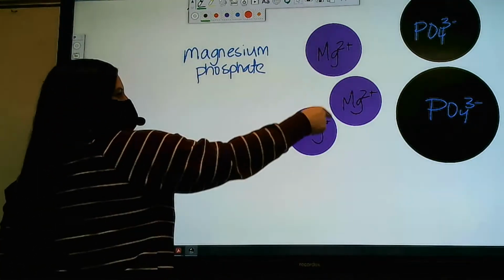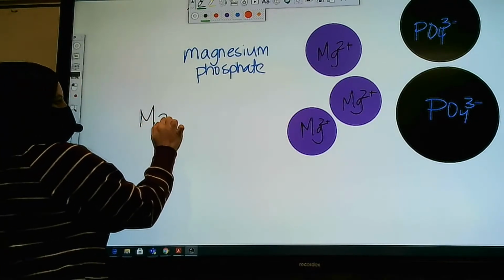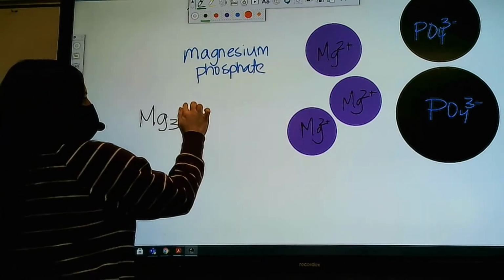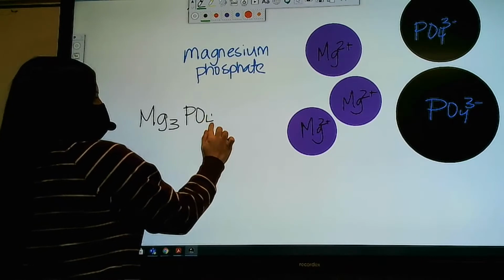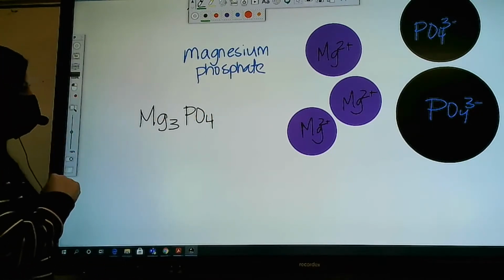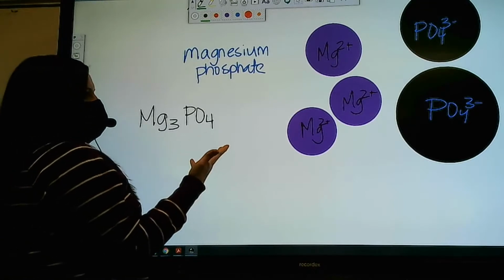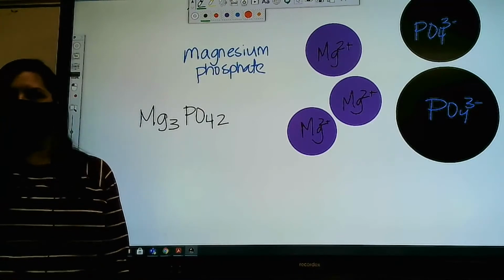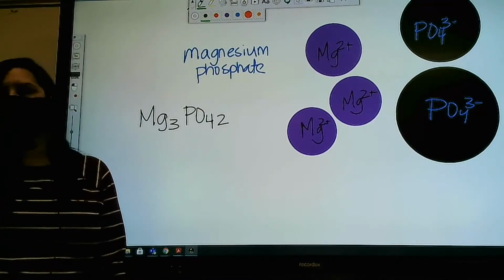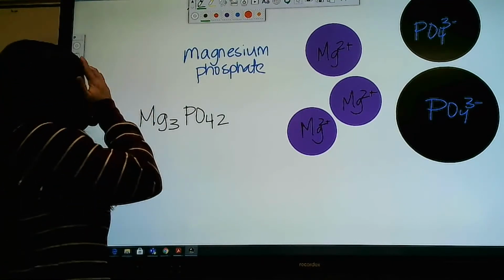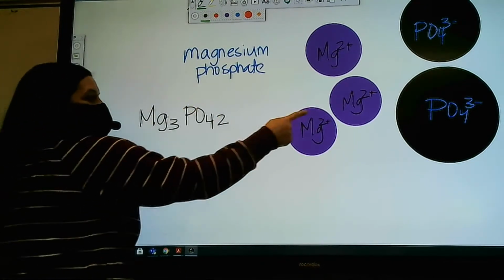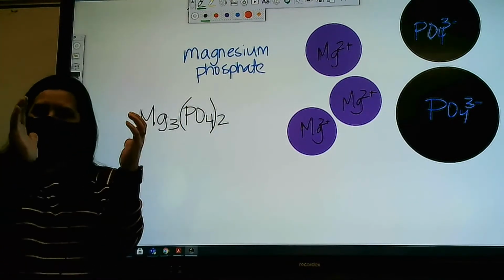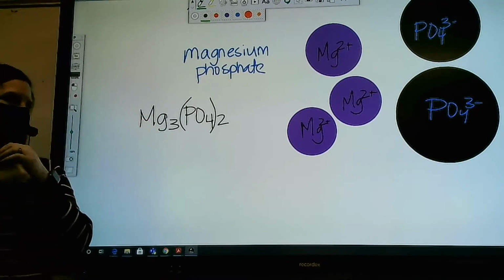So again, with my formula, I always write my magnesiums first. So that is Mg. There are 3 of them there, so I always write that subscript. And then PO4. So here's the thing. I can't change that subscript of phosphate. So in order to show there are two of them there, why would just putting a 2 here be wrong? Because it looks like I have 42 oxygens and just one phosphorus. So I need to be able to tell the reader that I have 2 phosphates. So I do that by putting this in parentheses. It says everything here is a group, and I have 2 of them.